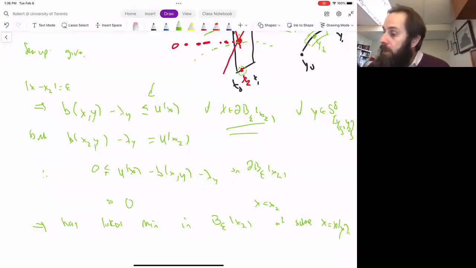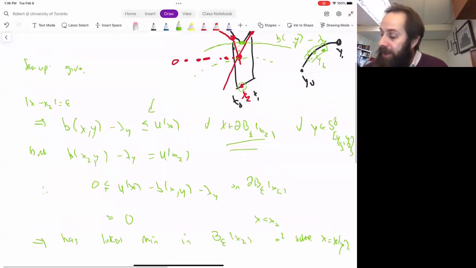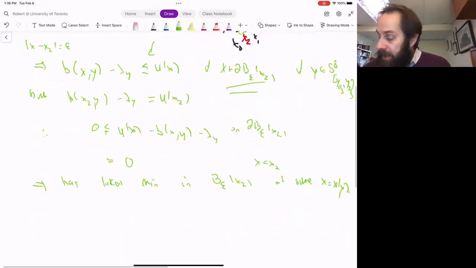And this construction works for every y over in this sausage. So each of these y's here comes from some x in the interior of the ball, in the sense that this function has a local min. And what does that mean? That means basically that if I differentiate with respect to x at this local min, I have 0 is du of x minus dxb at xy.